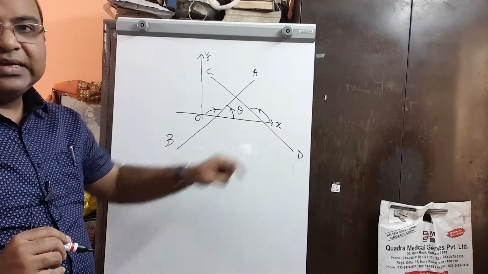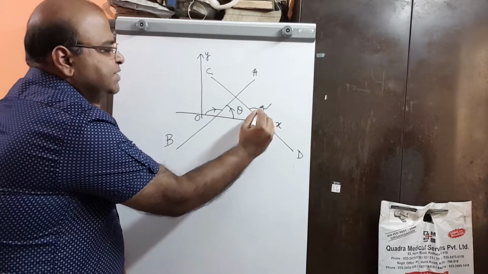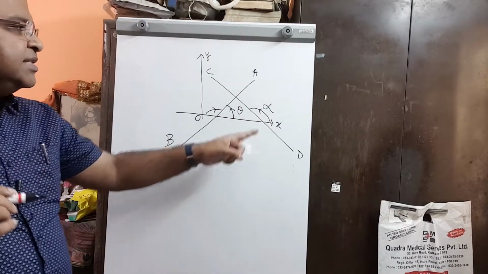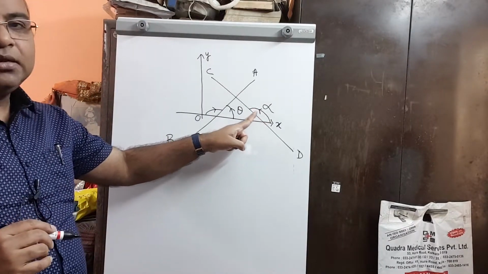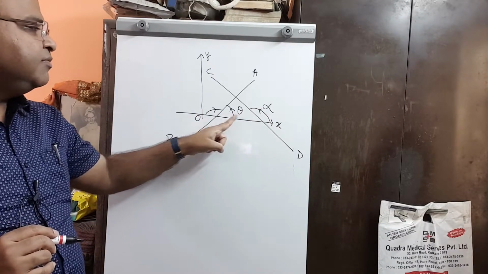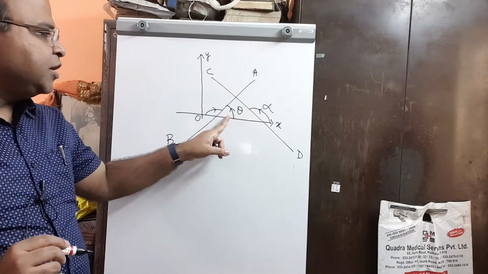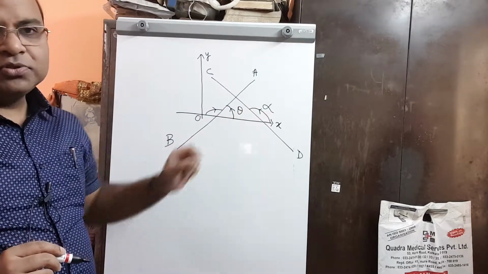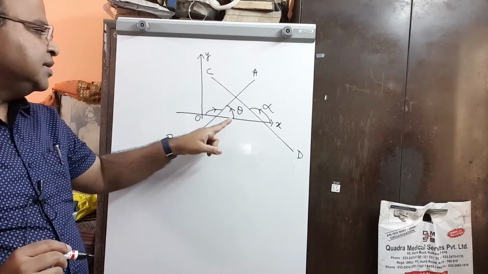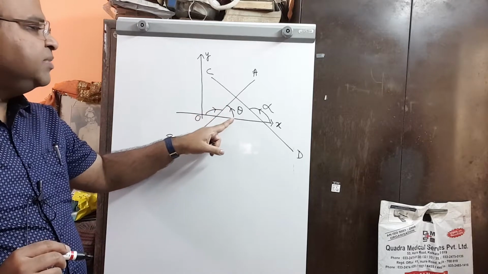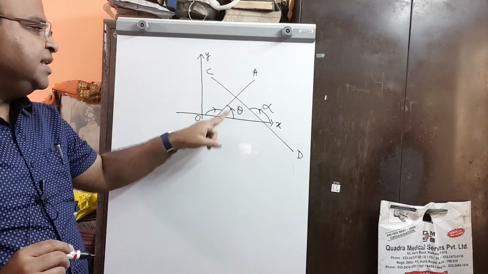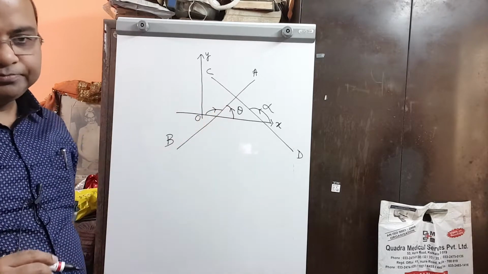formed with the x-axis. And if I name this angle alpha, as you can see here, alpha is an obtuse angle, whereas in the previous case theta was an acute angle. So the angle of inclination may be acute or it may be obtuse, but the main point is the angle should be measured from the x-axis towards the line in anti-clockwise sense.